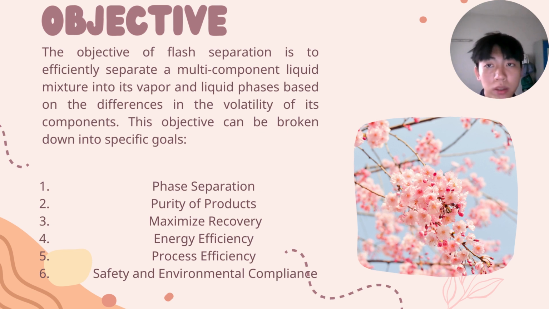Next, I will talk about the objectives of a flash separation process. Firstly, the first objective is to achieve effective phase separation. The flash separation process will separate the mixture into vapor and liquid phases. The second objective is the purity of the product. We should ensure that each phase has the target composition. And the third objective is to maximize the recovery.